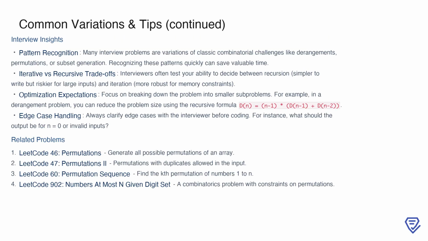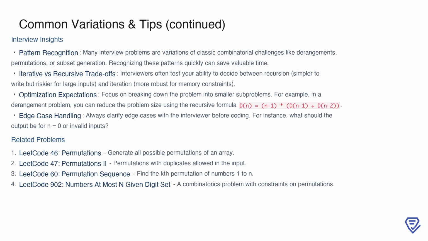In interviews, it's important to recognize patterns in problems, as many challenges are variations of classic combinatorial tasks like derangements or permutations. Quickly identifying these patterns helps you focus on the right approach. A common trade-off you might discuss is iterative versus recursive solutions. While recursion is often easier to write and understand, it can be risky for large inputs due to memory constraints and stack overflow risks. Iterative approaches, on the other hand, tend to be more robust.